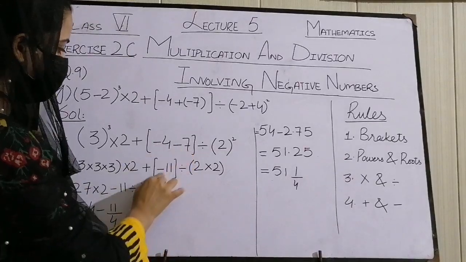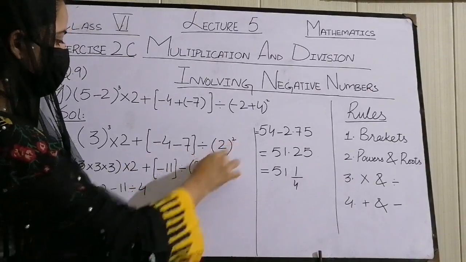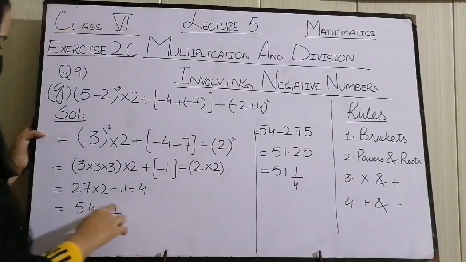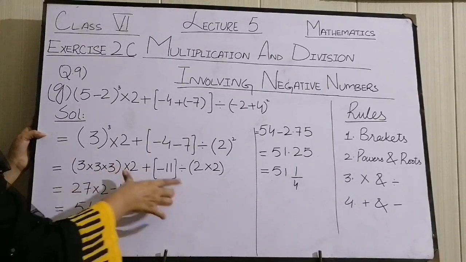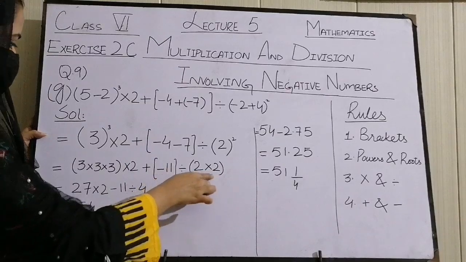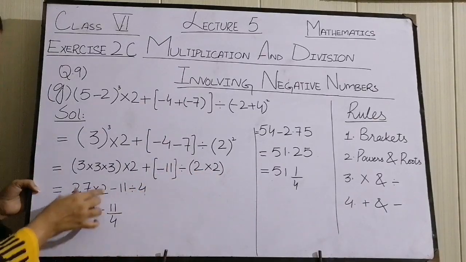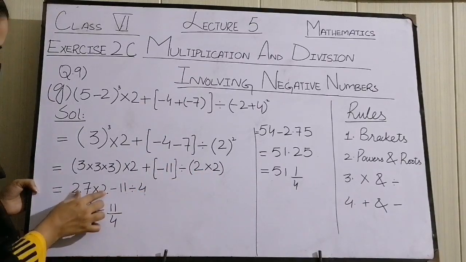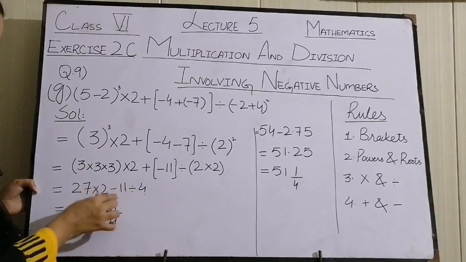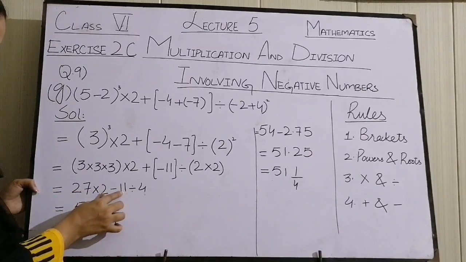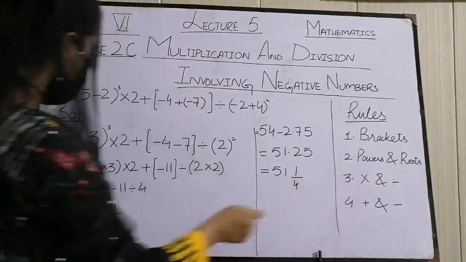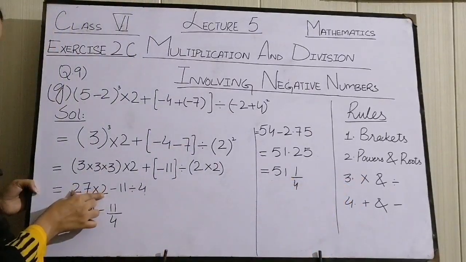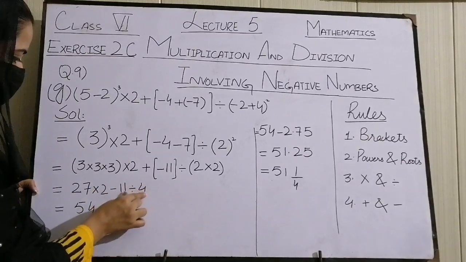Minus 4 minus 7 minus 11. 2 power 2 means 2 multiplied by 2. 3 3s are 9, 9 3s are 27. 2 2s are 4. Now we have to multiply these two first. We are not supposed to subtract these two first because according to the rules, multiplication comes first. So multiply these two and divide these two.